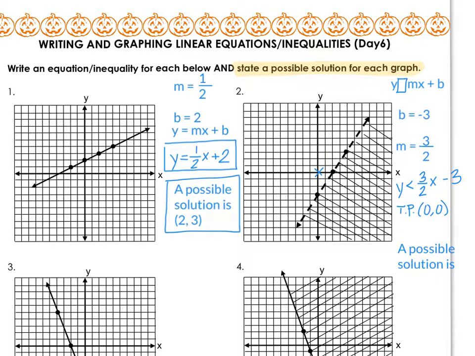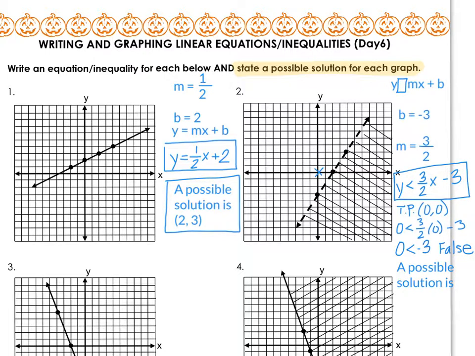So is 0 less than 3/2 of 0 minus 3? Well, 3/2 of 0 is still 0. Minus 3 is -3, and that is not a true statement, which is good because I didn't want it to be true. I didn't want (0, 0) to be in my solution, so I think my inequality here is correct, because my test point showed that it should shade the opposite way, which is what we did on our graph.